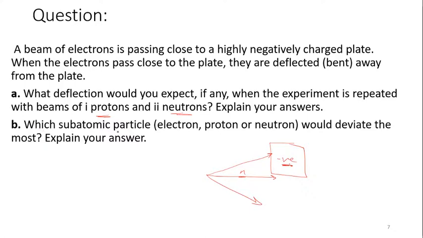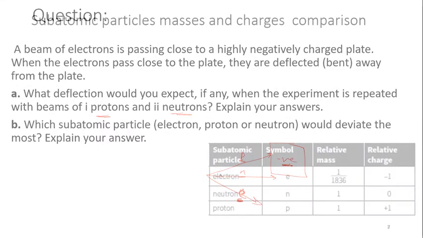Second, which subatomic particle, electrons, protons, or neutrons, would deviate the most? So if all three particles are deflecting, which one of them is deflecting more? The deviation would be most with the electrons because they are lighter.